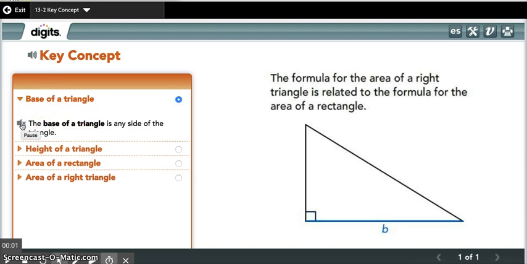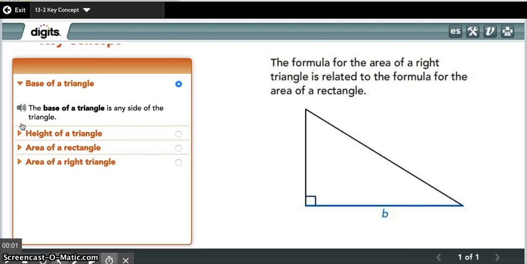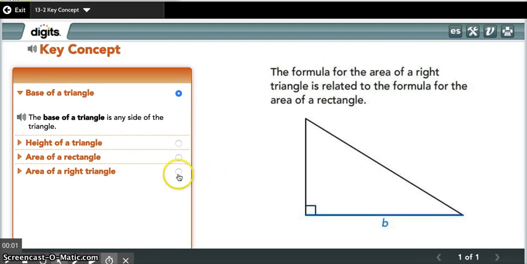The base of a triangle is any side of the triangle. Typically, when we're working with a triangle, and it has a right angle, I like to choose one of the sides that's on the right angle, and I'll show you why later. But for now, if this is making an L, choose one of the legs of the L. This really long side in a triangle is actually called the hypotenuse. And in right triangles, it's not helpful if you choose this one as your base. You technically can, but I like to use one of the legs of the L. So use that as the base.